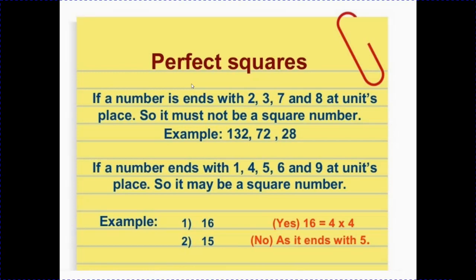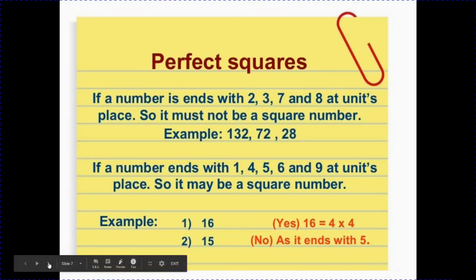If a number ends with 1, 4, 5, 6 and 9 at its units place, it can be a square number. It may be. Let's say an example, 60. So 60 ends with 6 at its units place, so it can be a square number. But 15, even though it ends with 5, cannot be a square number. So we use may, it can be. Some numbers which end with 5 and so on cannot be a square number.